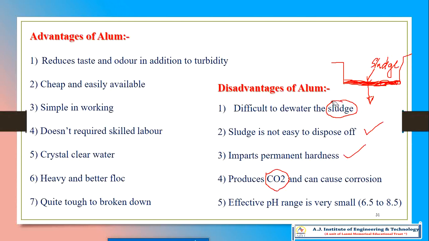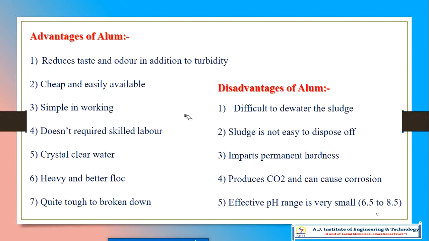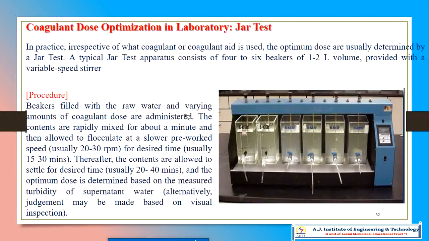Difficult to dewater, this is about your disadvantages. Difficult to dewater the sludge, and the sludge is not easy to dispose of. And production of CO2 gas. This is about the advantages and disadvantages slide. Slide number is 31. We will go to the next one.